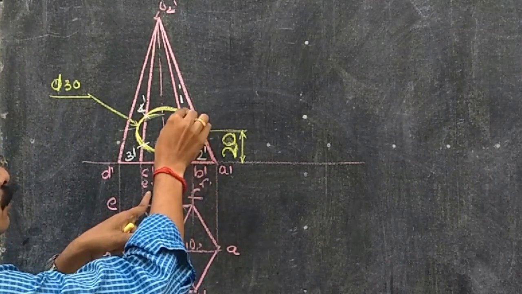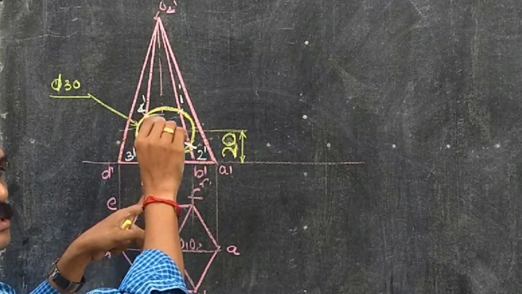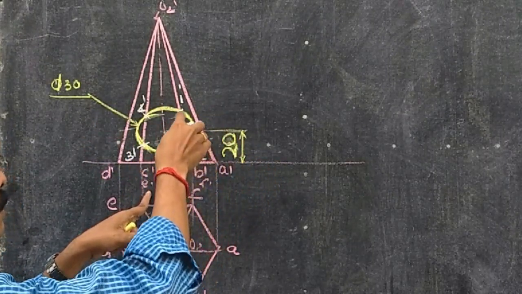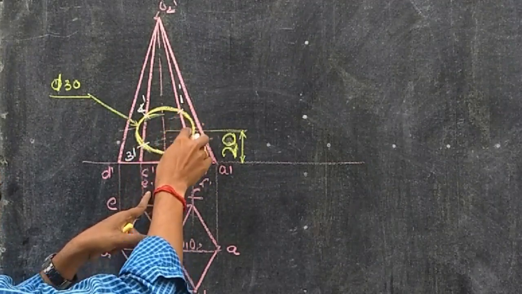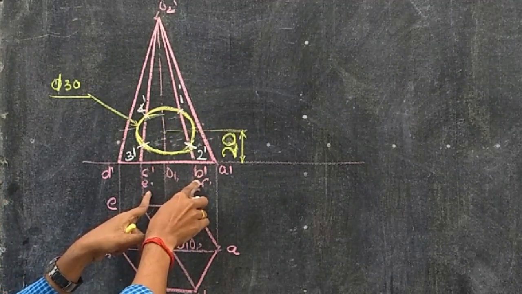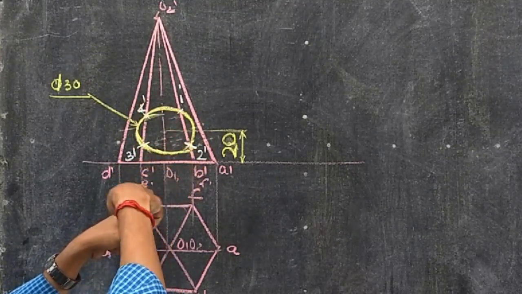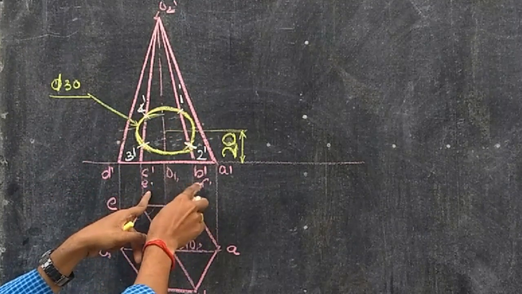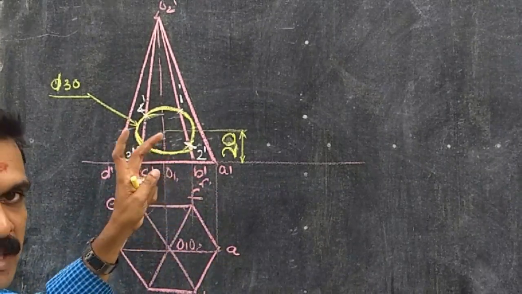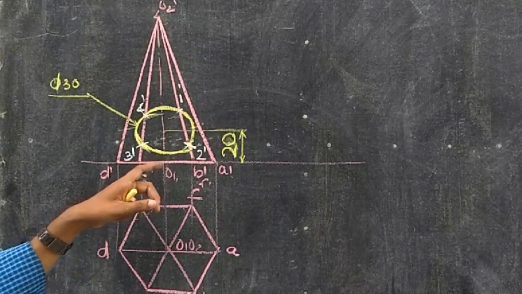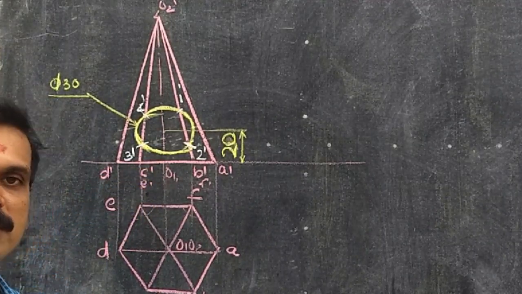Understood? I took 1, 2, 3, 4. Similarly, we can take another 4 points also. Of these 1, 2, 3, 4, 1 and 2 are lying on the slant edge F, and 3 and 4 are lying on the slant edge C. Similarly, we can take another 4 points on F and E that I have indicated here. That I will explain later. So these are the 4 points of the circle.